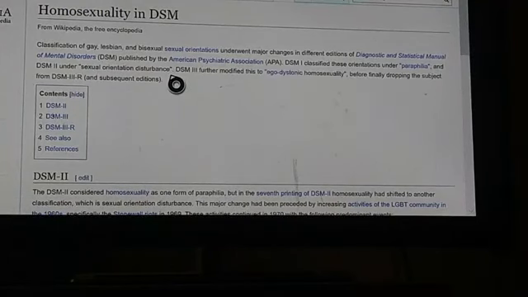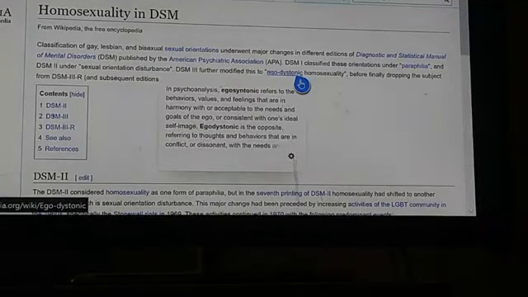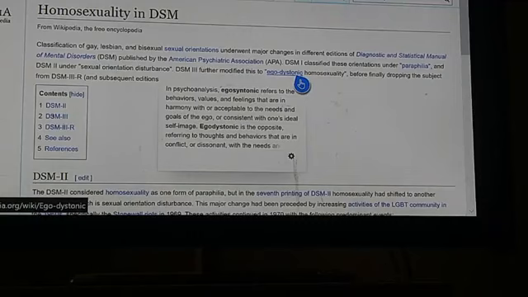Now, once you got under the DSM-2, they called it sexual orientation disturbance, right? And then later down the road in the DSM-3, they changed it to ego dystonic homosexuality, which refers to behaviors, values, and feelings that are in harmony with or acceptable to the needs and the goals of the ego, or consistent with one's ideal self-image, right? And this definition isn't just related to homosexuality, but it describes the type of homosexuality, right?